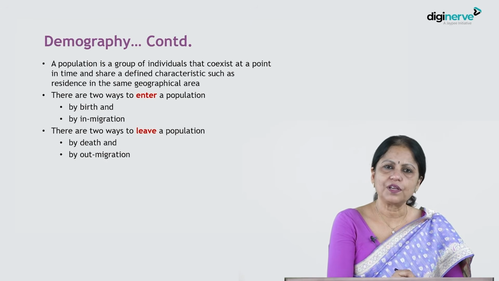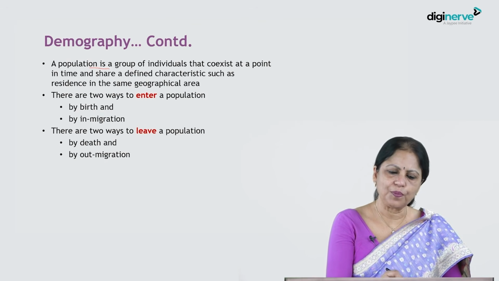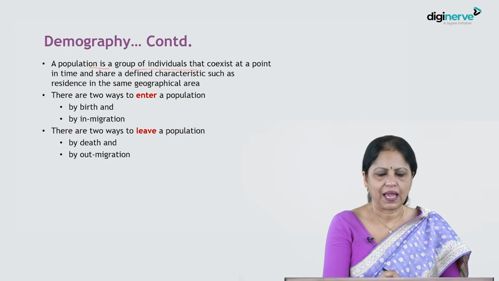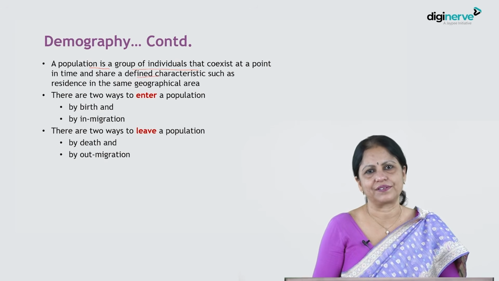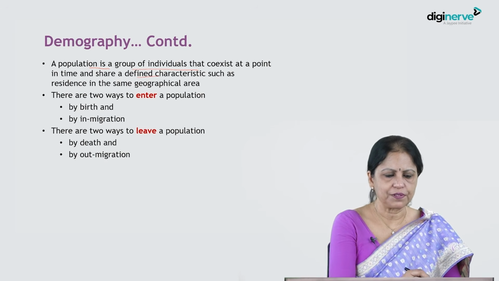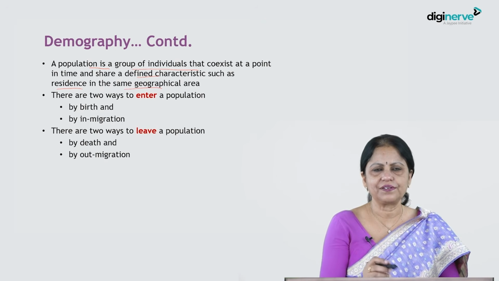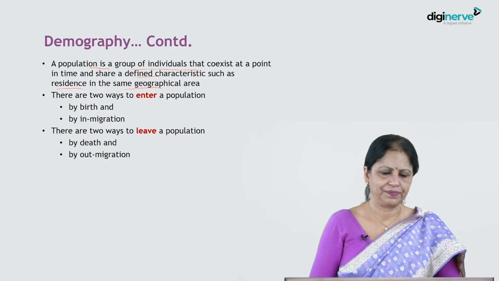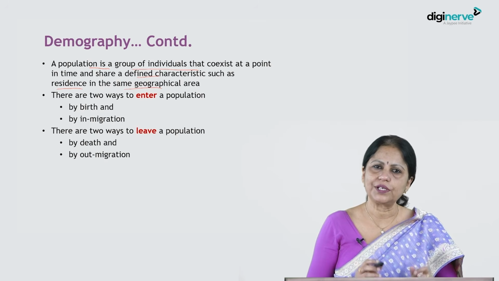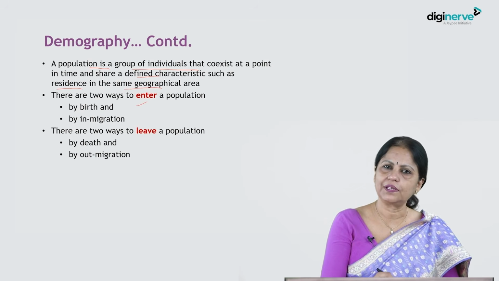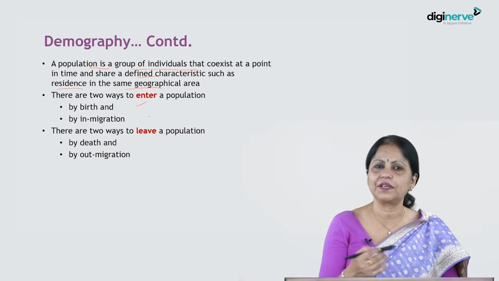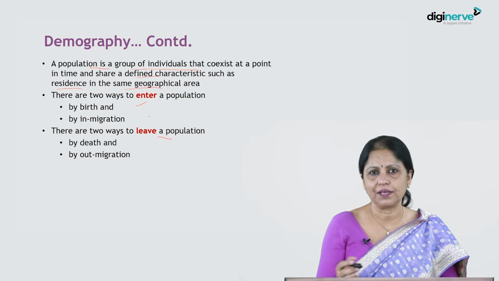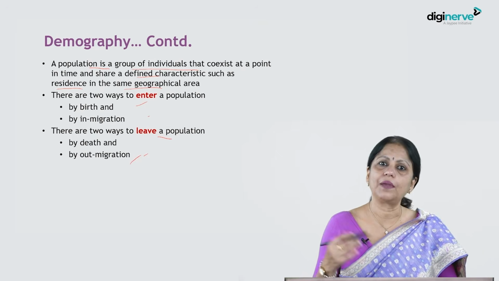So what is a population? It is a group of individuals that coexist at a point of time and they share a defined characteristic. For the purpose of demography, the common characteristic is residence in the same geographical area. There are 2 ways to enter a population, that is by birth and by in-migration or immigration, and 2 ways to leave a population, that is by death or out-migration or emigration.